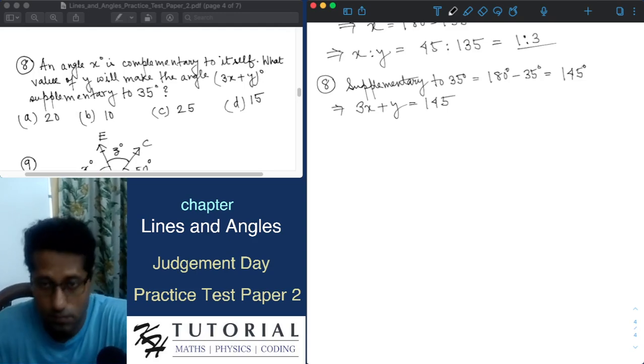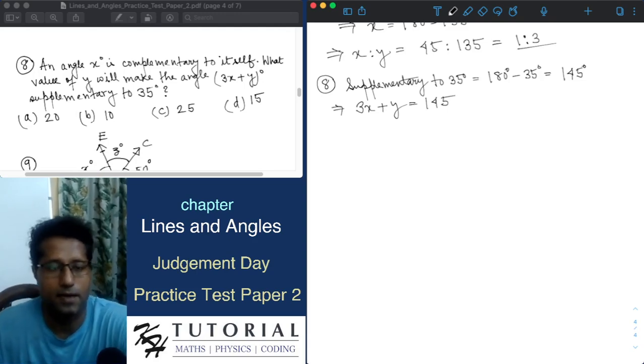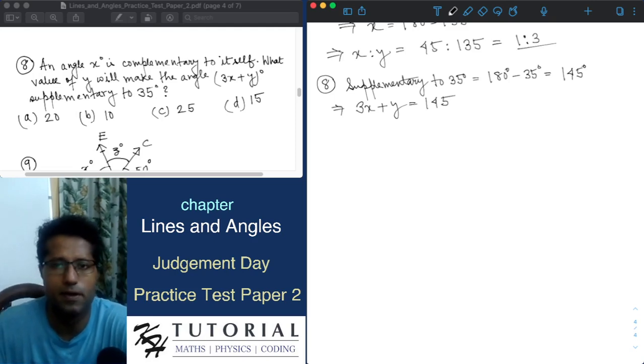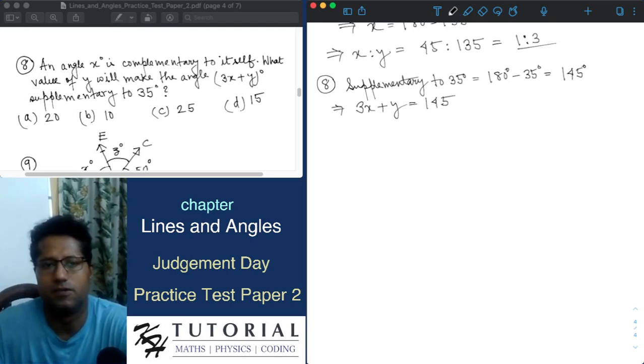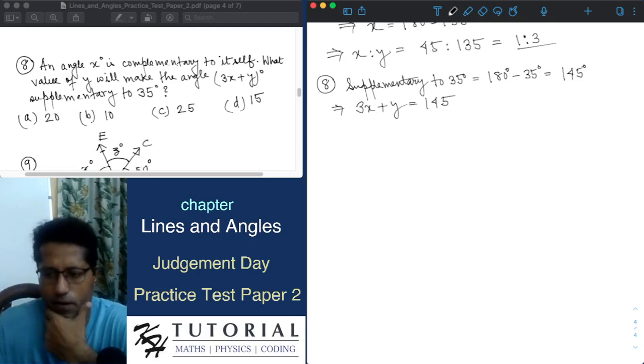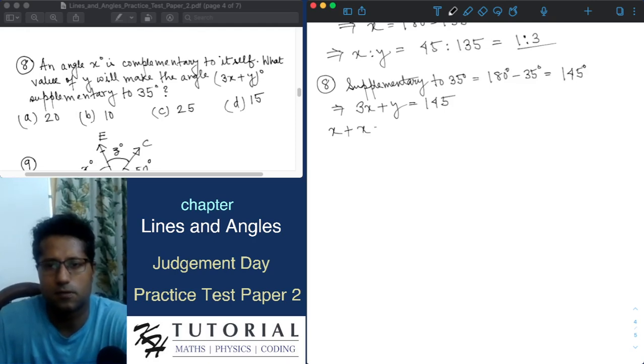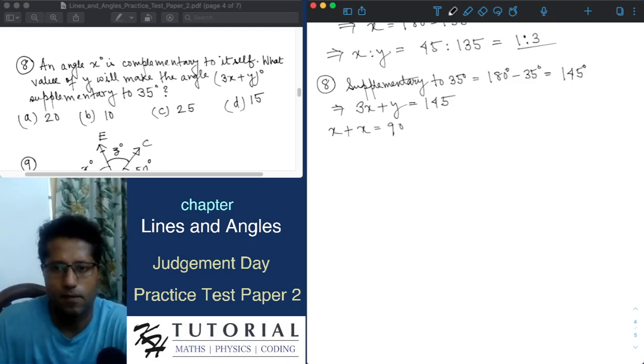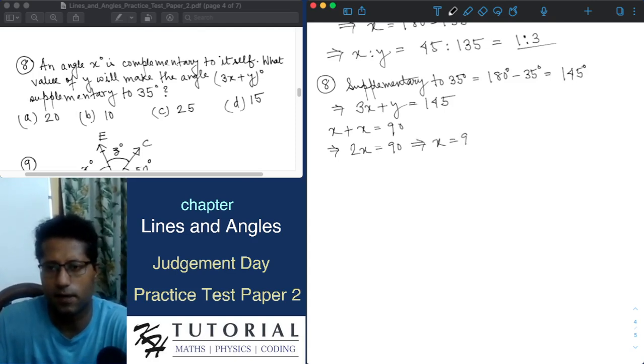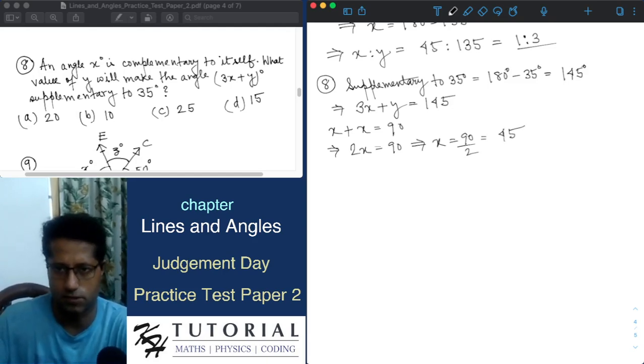Now what is given about x? Angle x is complementary to itself, which means x plus x is 90. This means 2x equals 90. This implies x equals 90 by 2, which is 45.